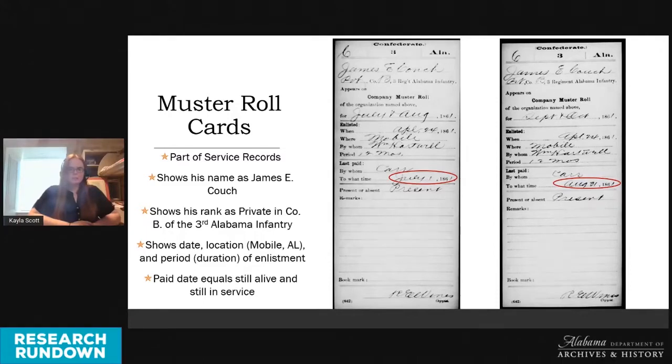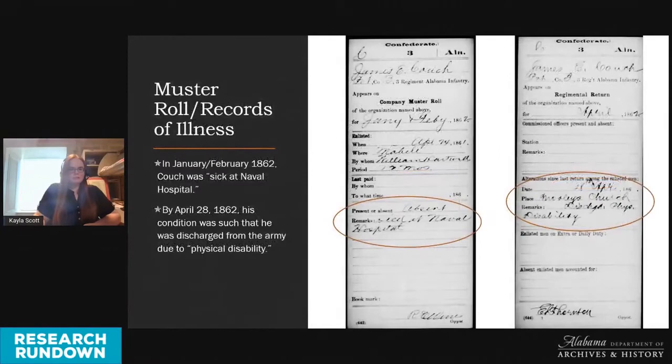The circled dates on these cards are the dates of pay and show up to what time he has been paid. If there are missing cards or if it appears that a soldier died or left service, the dates of pay show you that a soldier was still alive up until that date at least.